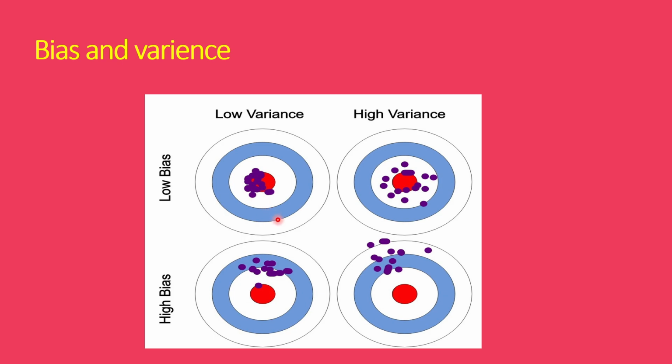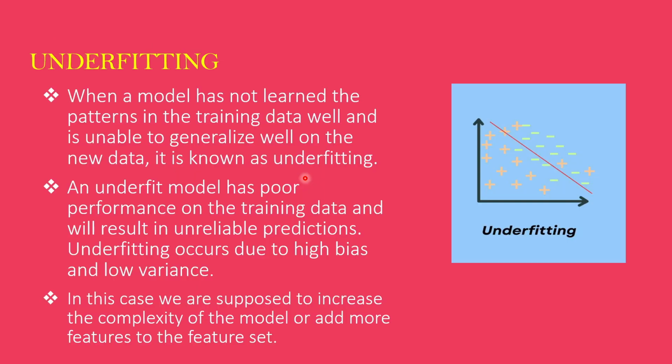By seeing these 4 pictures, we can conclude that any machine learning engineer wants to make the model with low bias and low variance.